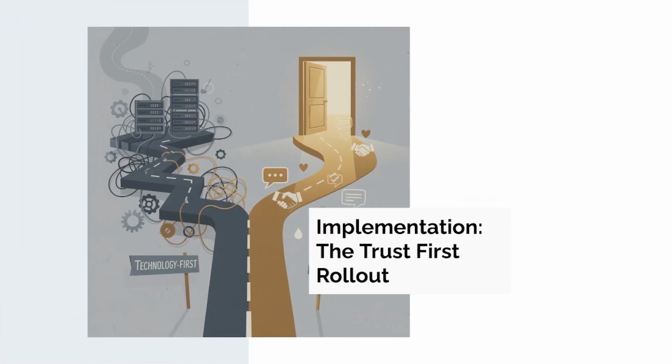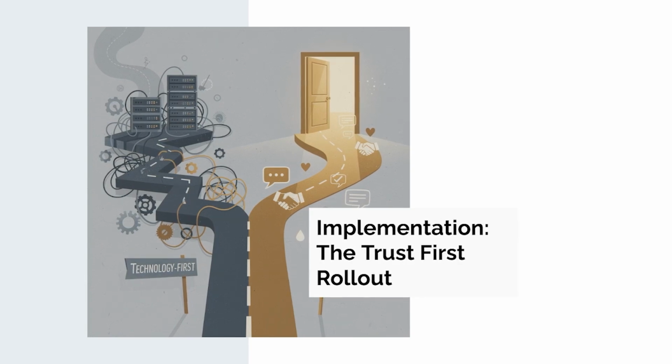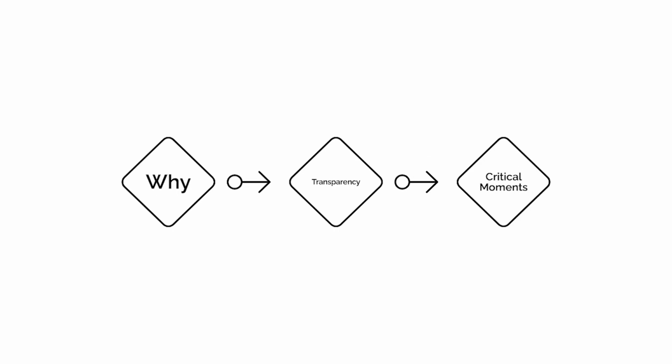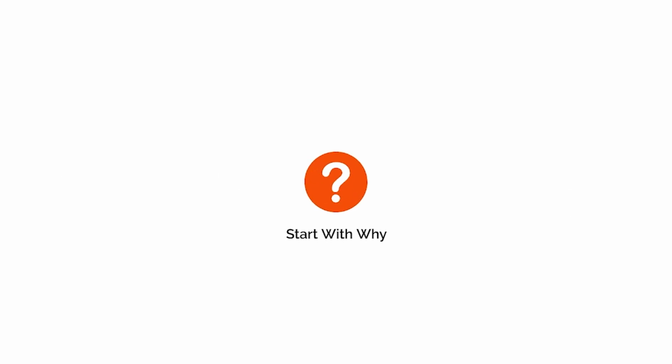Rolling out a visibility tool is 80% communication, and the Trust-First Rollout Framework gives you the structure to do it right. 4 steps. Start with why, be transparent, define critical moments, and use data to support. Step 1. Lead with the problem you're solving, not the tool you're deploying. Your team needs to understand the why first. Step 2. Be crystal clear about what you track and what you don't. Transparency is what turns skepticism into acceptance.